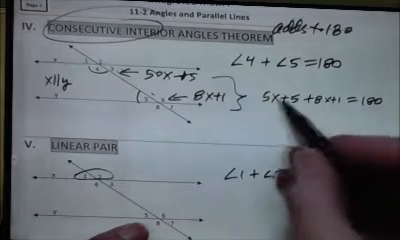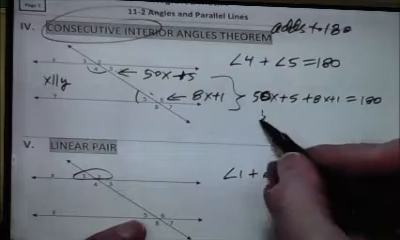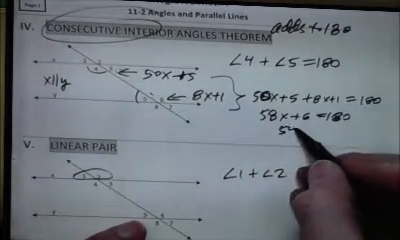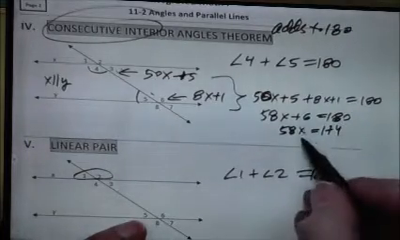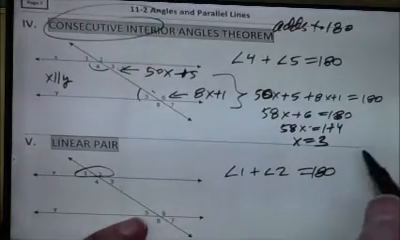So I would do, oops, that's supposed to be a 50 here. So 50x, so I'd have 58x plus 6 is equal to 180. 58x is equal to 174. And then when you divide it, you would find that x is equal to 3.